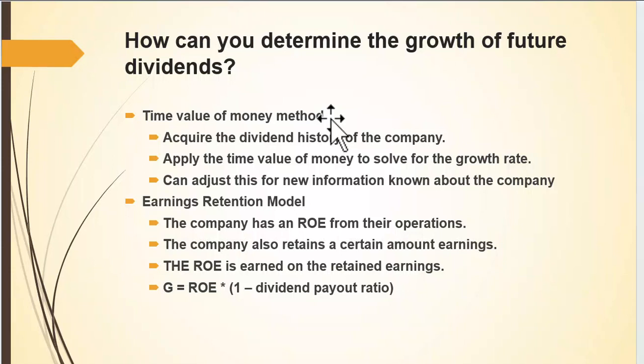In addition, we have a model that's called the earnings retention model. This uses the rate of return on equity for the firm. So the company retains some money and it earns a certain amount on that money. That is the ROE. So the ROE represents the earnings on retained earnings. If you take ROE and multiply it by the retained earnings that you have, that's 1 minus the dividend payout ratio. That is, again, an estimate of growth.